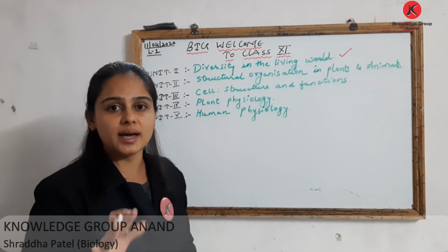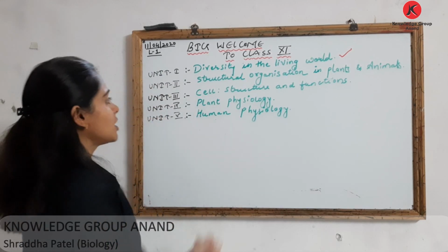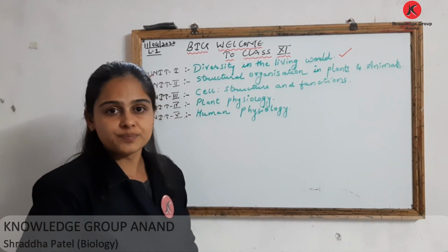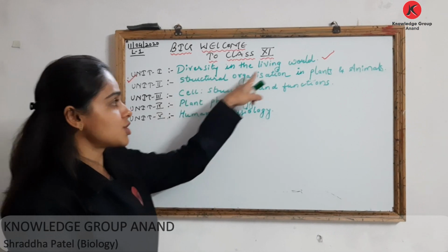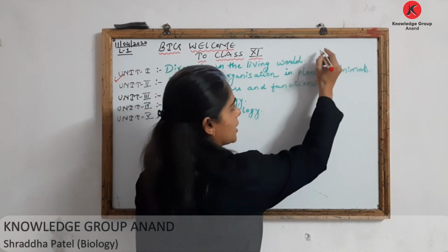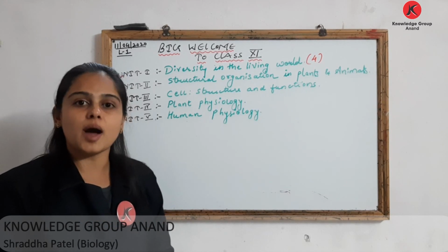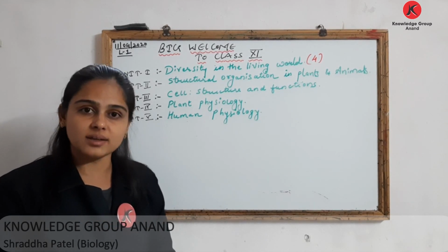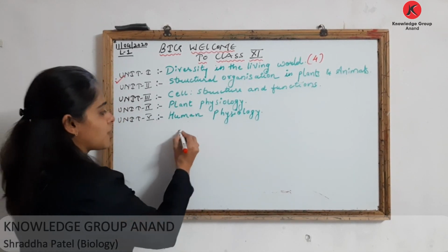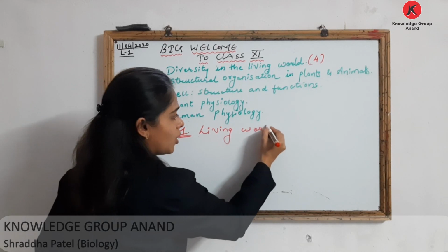Okay, these 5 units are given, in which total we are going to understand 22 chapters. Here we are starting with your unit 1, that is diversity in the living world. See, in this unit total 4 chapters are given, that is living world. Second is your biological classification. Third one is your plant kingdom, and fourth one is your animal kingdom. Okay. From this, we are going to start with your chapter number 1, that is living world.